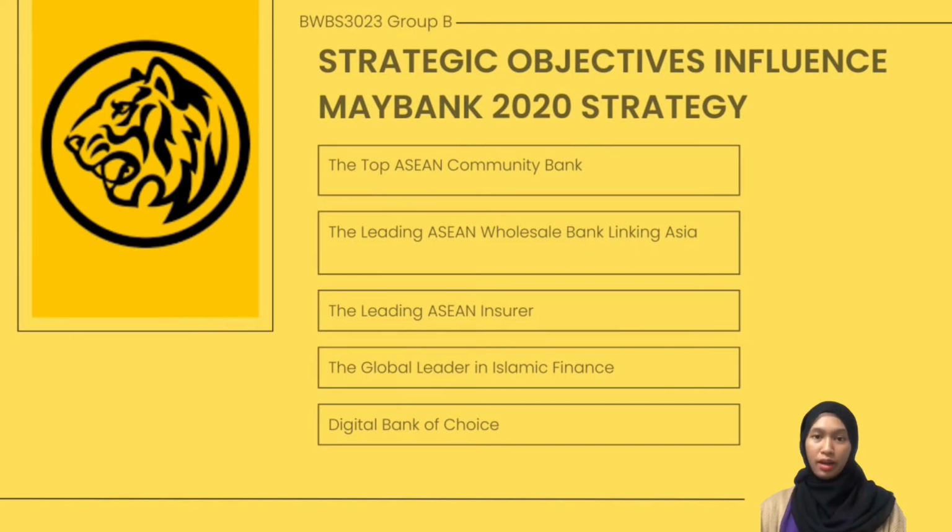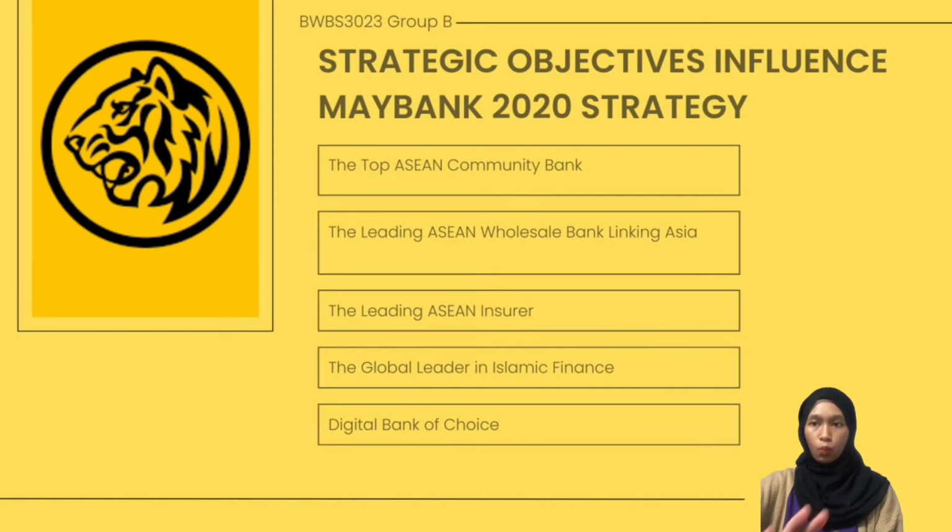The leading Asian insurer is also one of the strategic objectives of Influence Maybank 2020 strategy. We agree with this objective because Maybank requires customers who utilize their services or products to take takaful or insurance for their future. Fourthly, the global leader in Islamic finance.